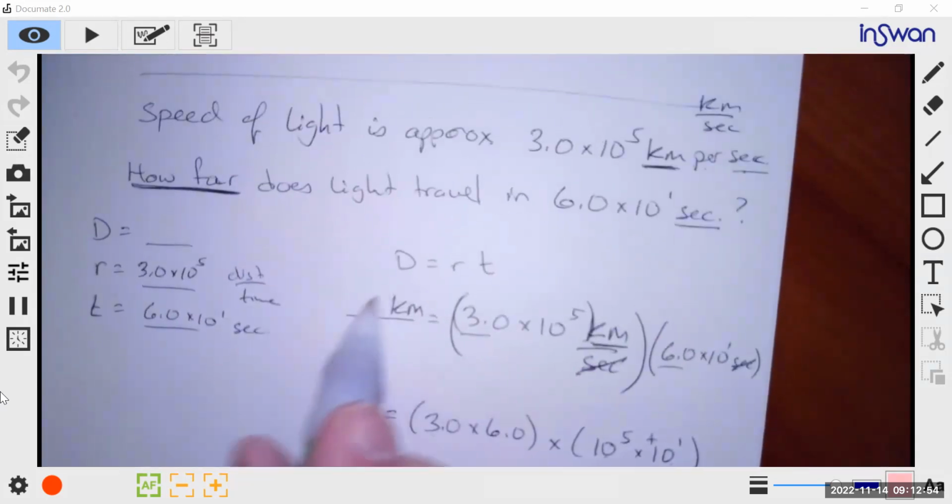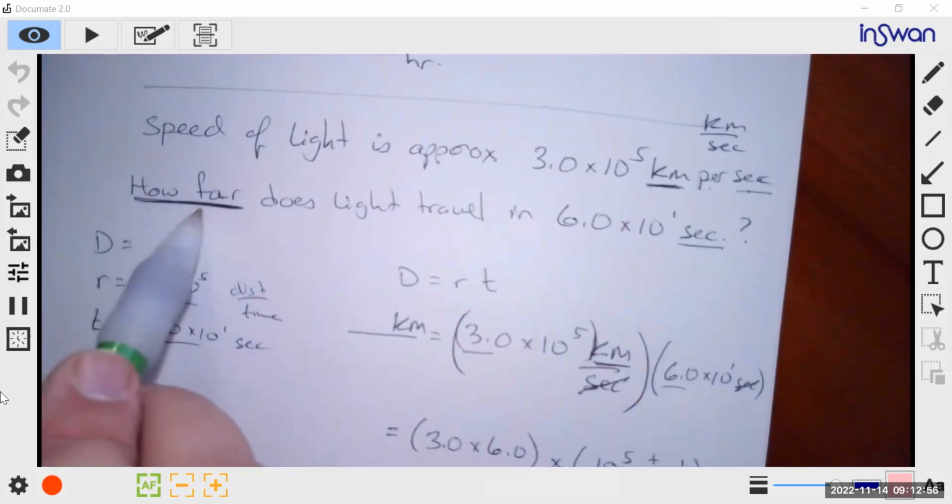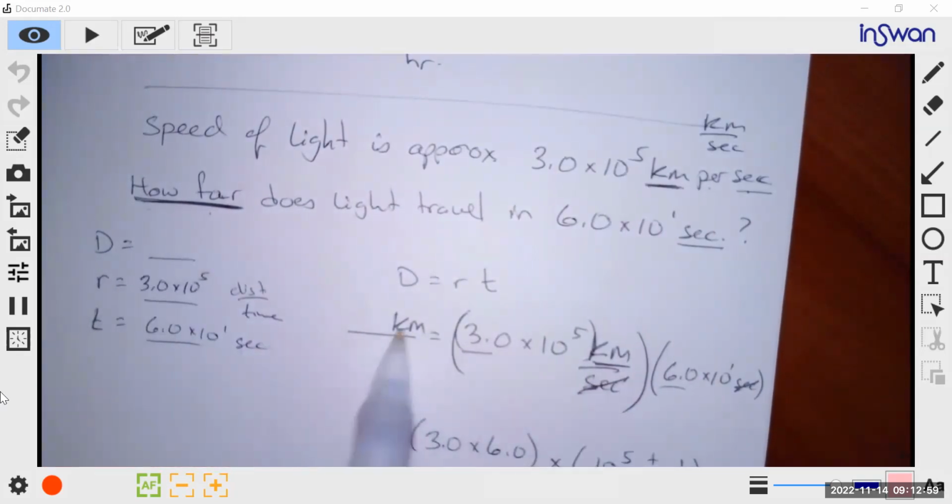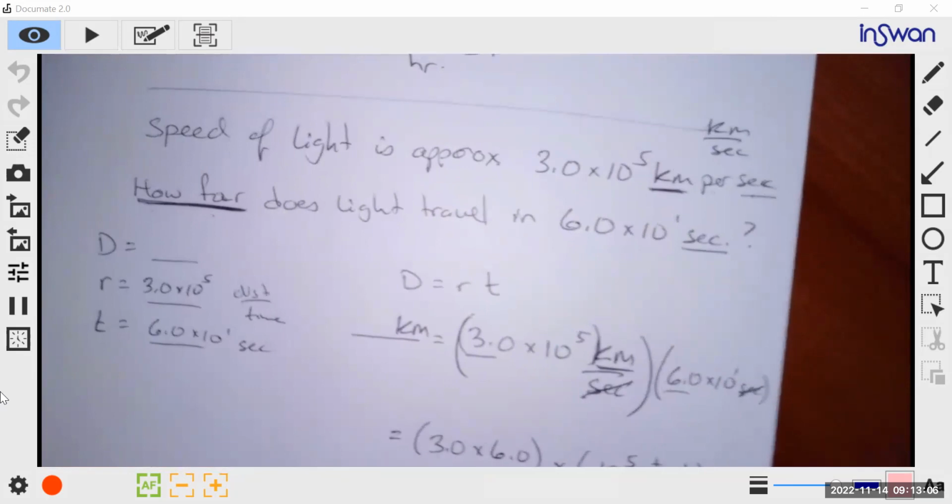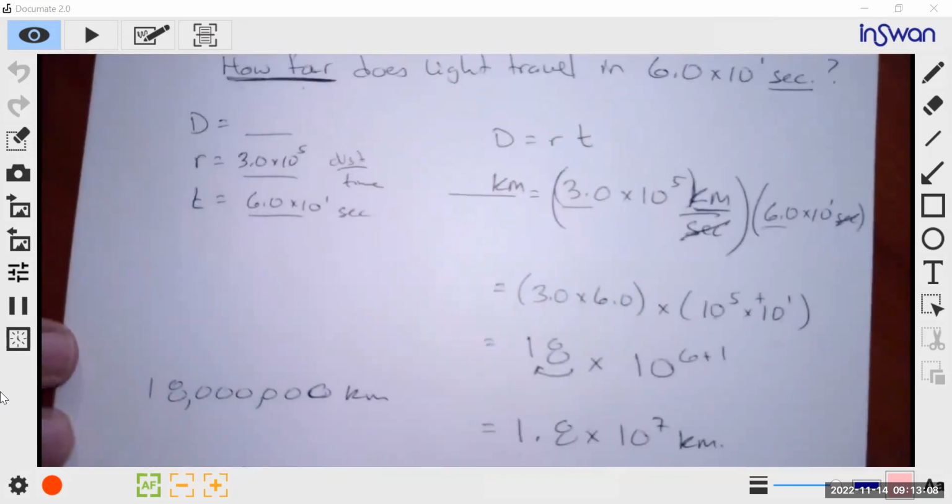Because when you finish the units, since we're looking at how far, that's a distance. Distance has to be in kilometers. It can't be in seconds. It can't be in kilometers per second. It has to be in units. All right, so that does it.